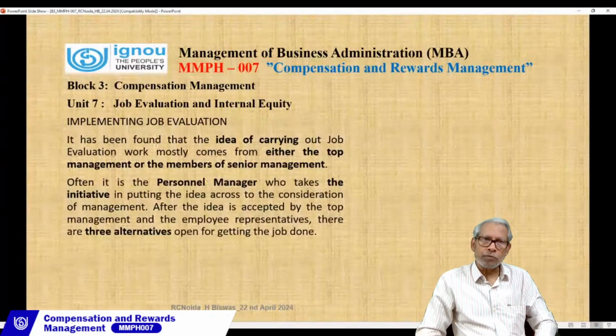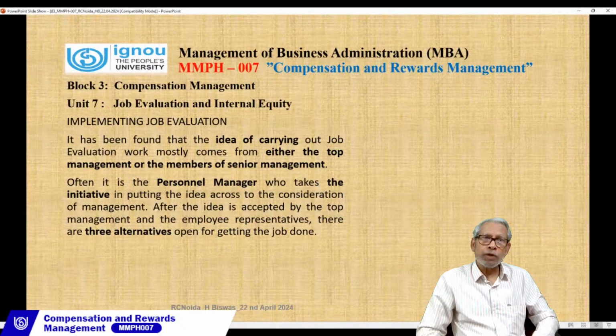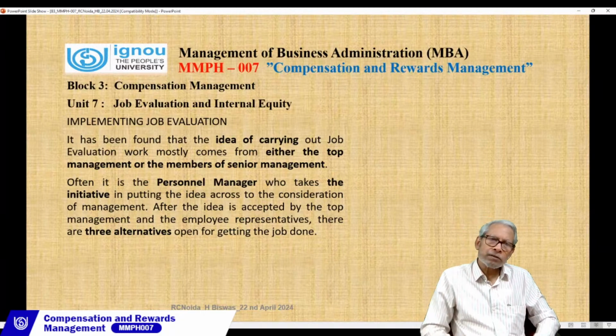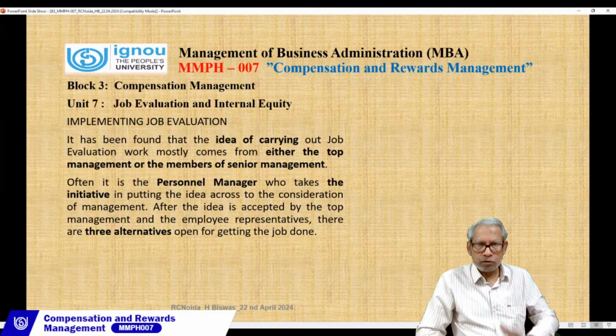Then implementing the job evaluations, because when the analysis part is over, the description is over, and the specification is also over, now we have to implement the things. The idea of carrying out the job evaluation work mostly comes from either the top management levels or the members of the senior management, because they have to give us some initiative. The idea should come from the top. They have to give some motivation; involvement is required from the top management.